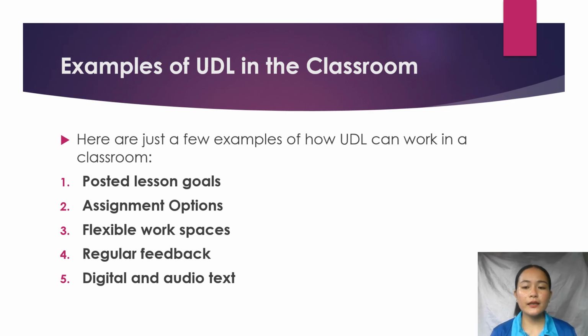Lastly is digital and audio text. In a UDL classroom, materials are accessible for all types of learners. Students have many options for reading, including print, digital, text-to-speech, and audiobooks. For digital text, there are also options for text enlargement along with choices of screen color and contrast.